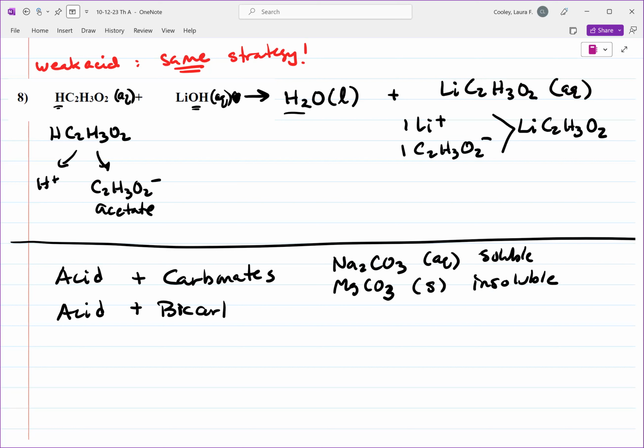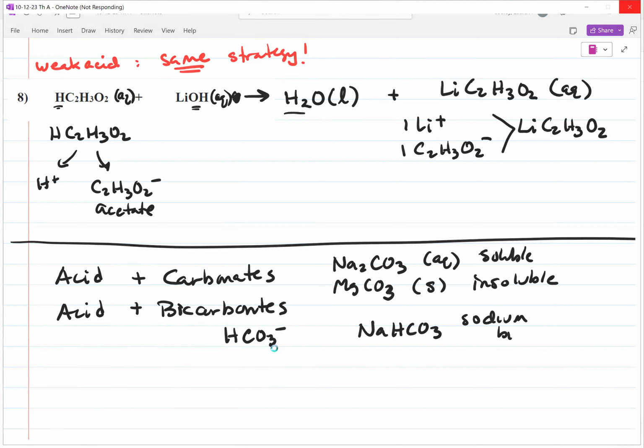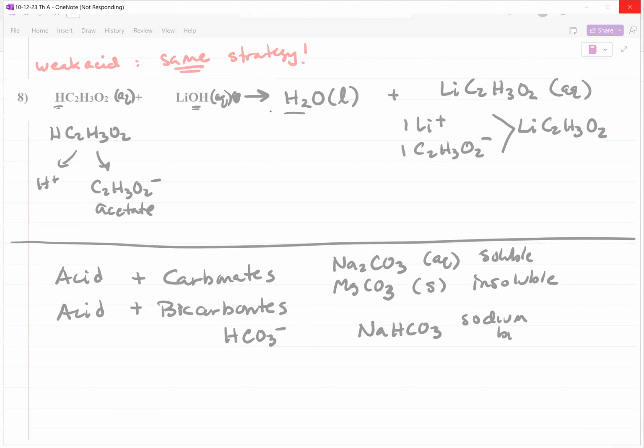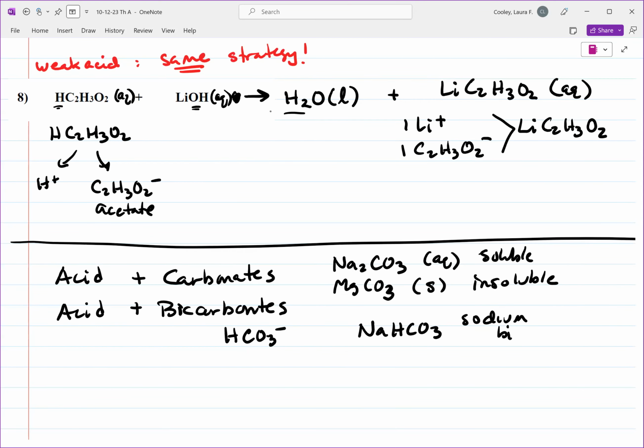Does anybody remember what the bicarbonate ion is? HCO3 minus. So for example, sodium bicarbonate is what you have in your kitchen shelf or cabinets. That's sodium, what is it called? Baking soda, right? Which you could also have calcium bicarbonate.